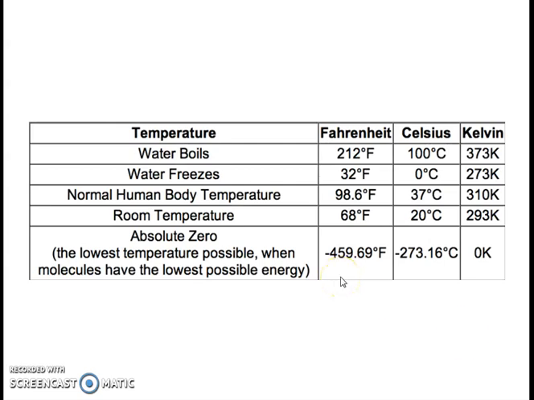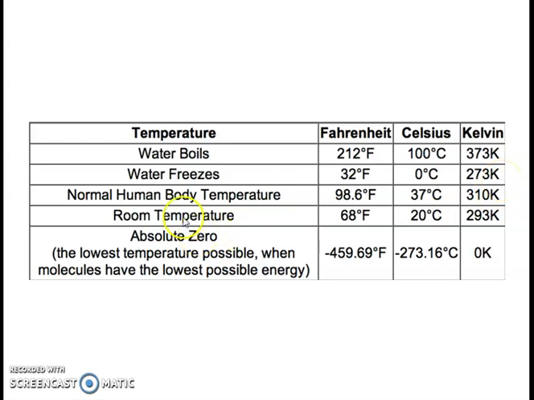Right now on your screen you can see, because we need to use them for our further use, the boiling point of water and freezing point of water for all three temperature scales. For example, water boils at 212 degrees Fahrenheit, while in Celsius at 100 degrees Celsius, while in Kelvin at 373 Kelvin. Water freezes at 32 degrees Fahrenheit, while in Celsius at 0 degrees Celsius, and in Kelvin at 273 Kelvin.